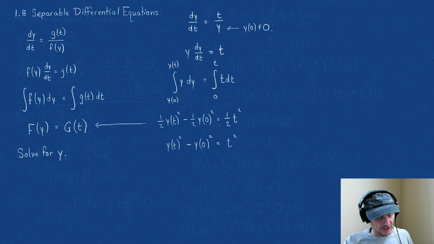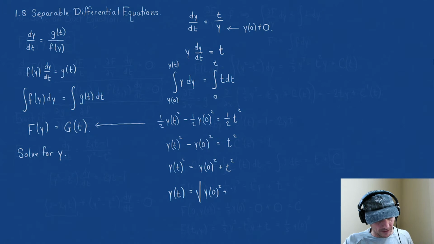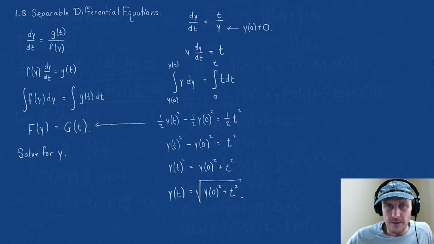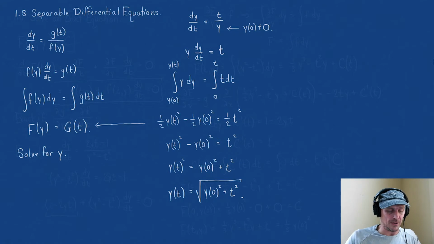Let's add our initial condition. y of t squared is equal to y of 0 squared plus t squared. And this is an implicit equation, and so it has two parts. We'll just take the positive part, just for illustration. y of t is the square root of y of 0 squared plus t squared. And that is the solution using the property of separable differential equations.